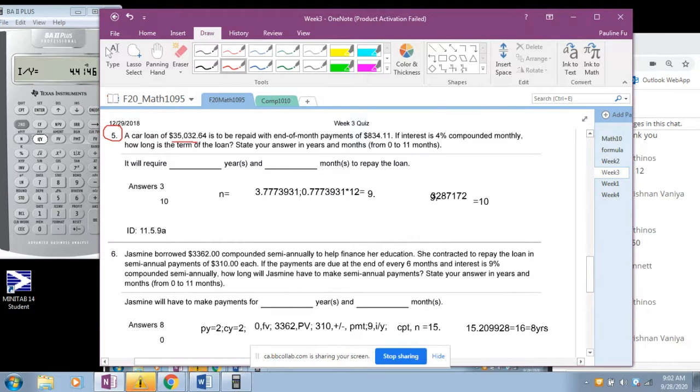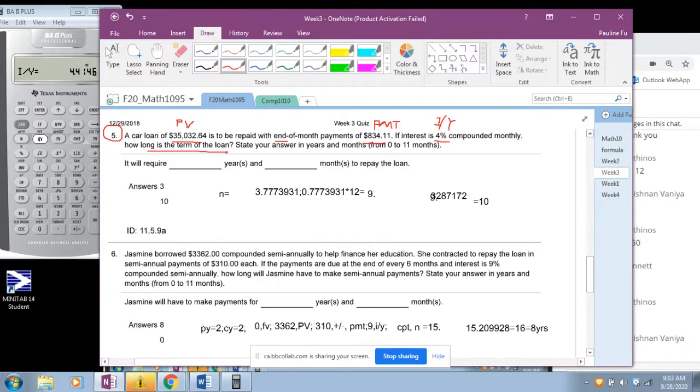A car loan. This is a car loan, usually that is the present value. We pay at the end each month. Payment 834, that is PMT. Interest is compounded monthly, so this is IY 4%. How long is the term of the loan?